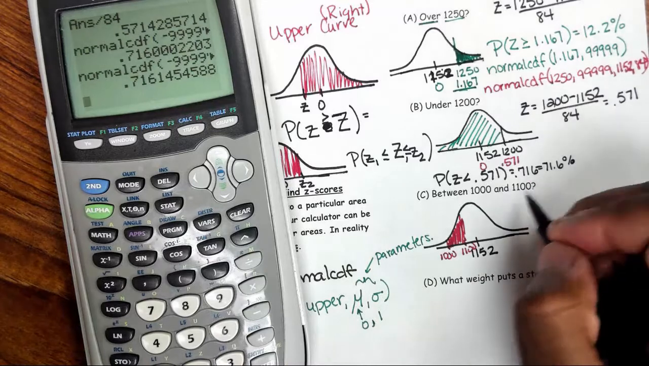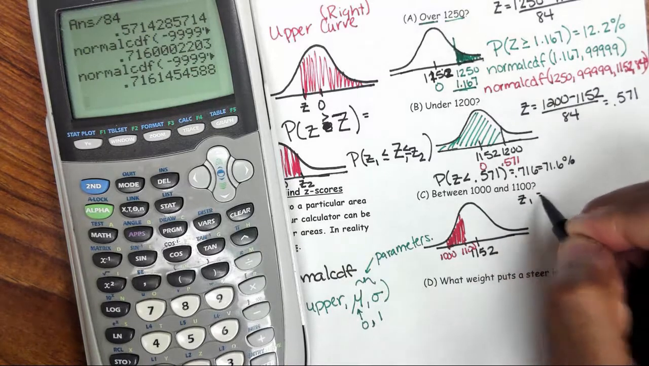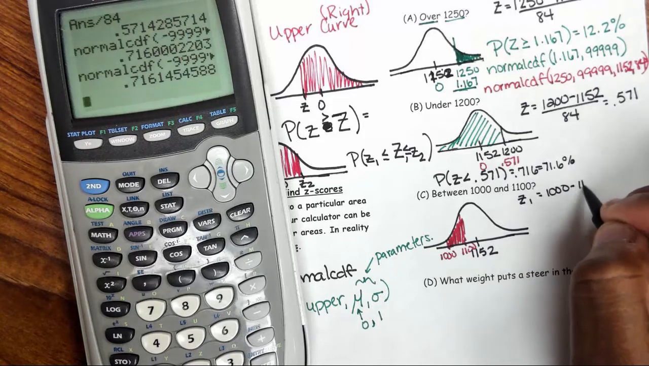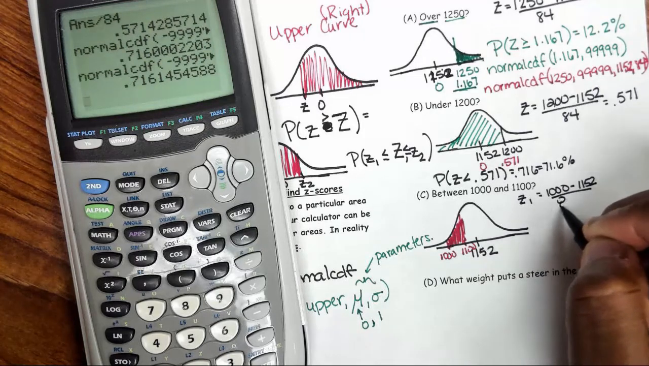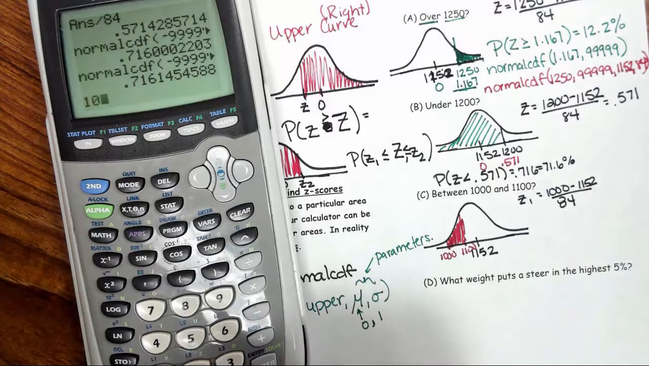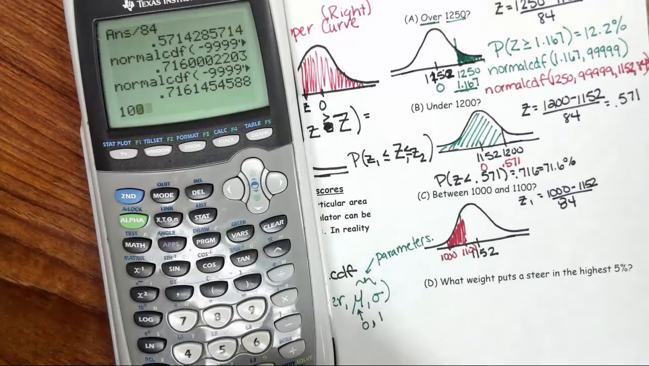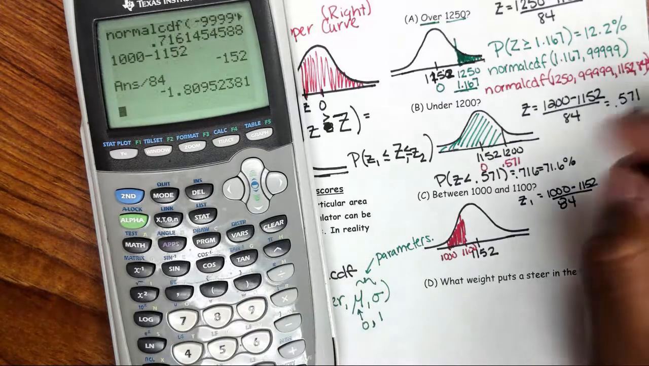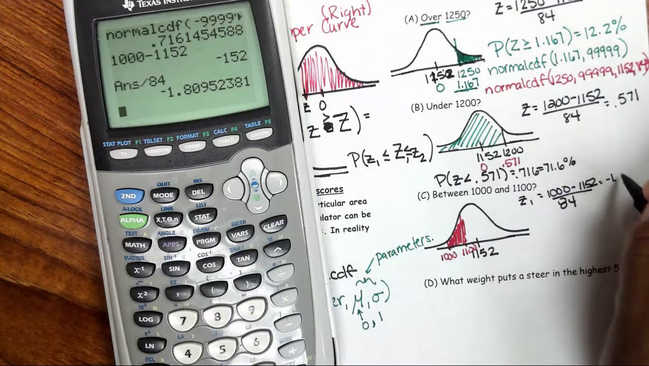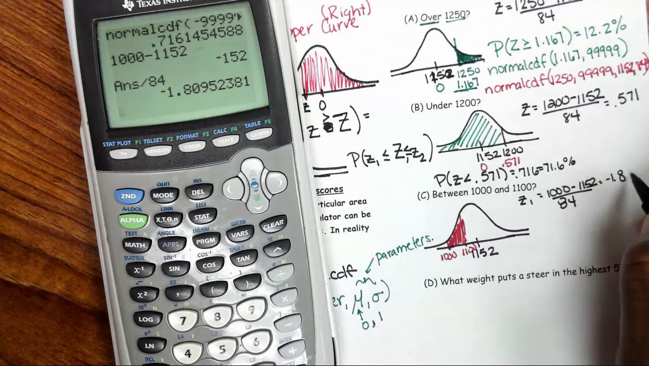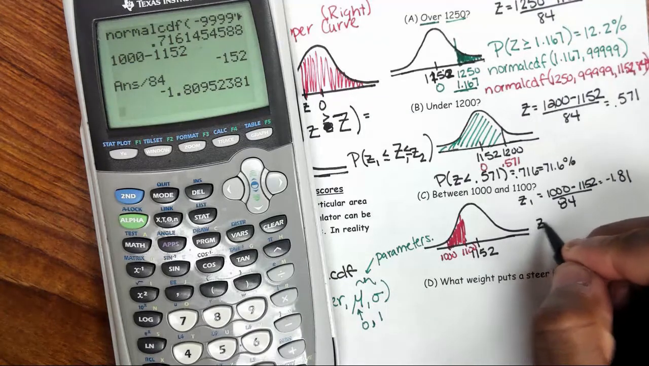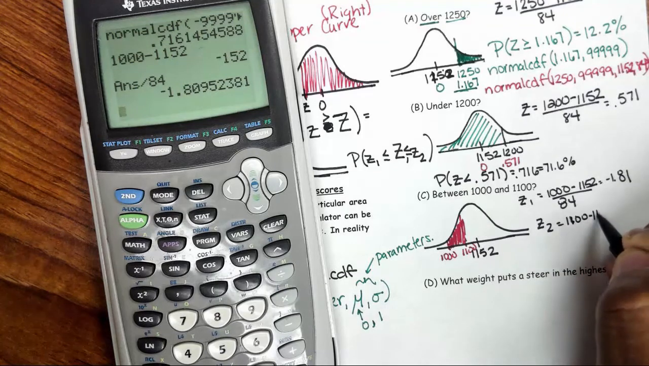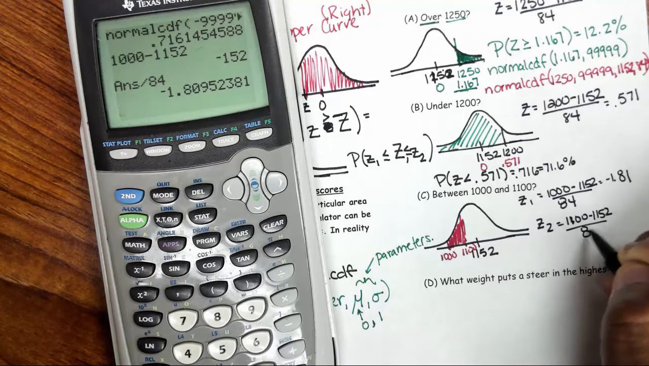Right? The z-scores are going to be z1, which is the smaller one, is 1,000 minus 1152 divided by 84. That's equal to negative 1.81. Z2 is 1,100 minus 1152 divided by 84.